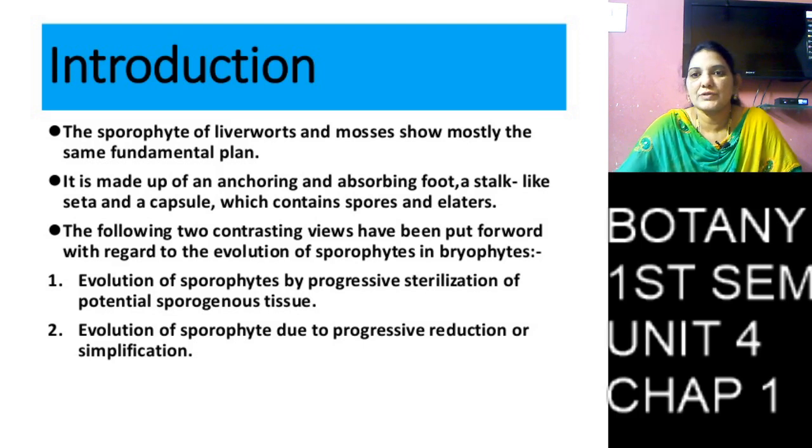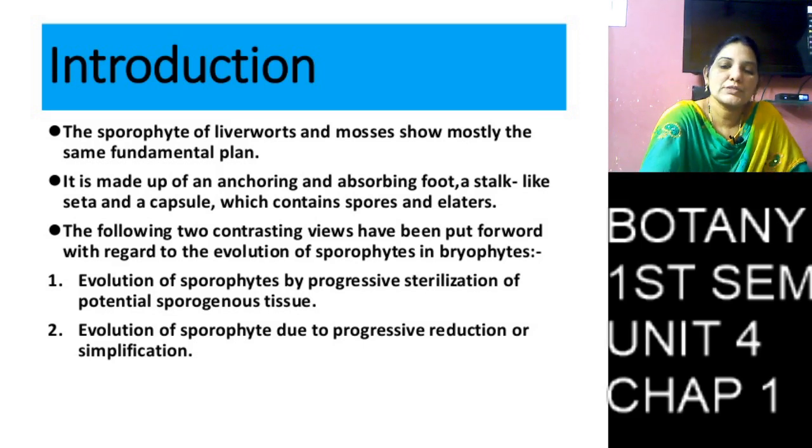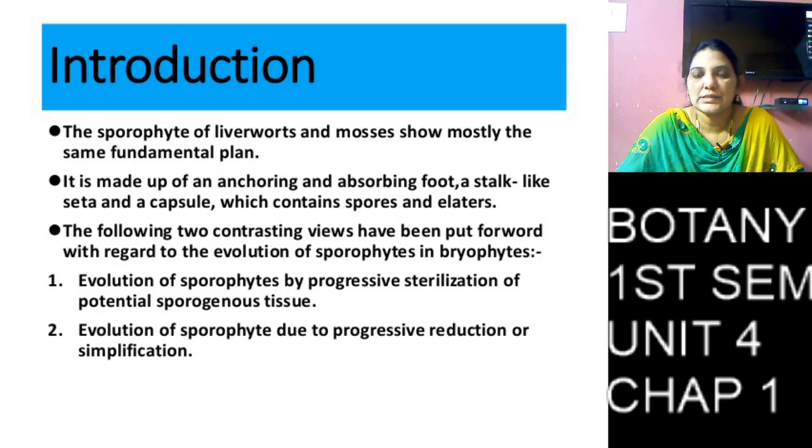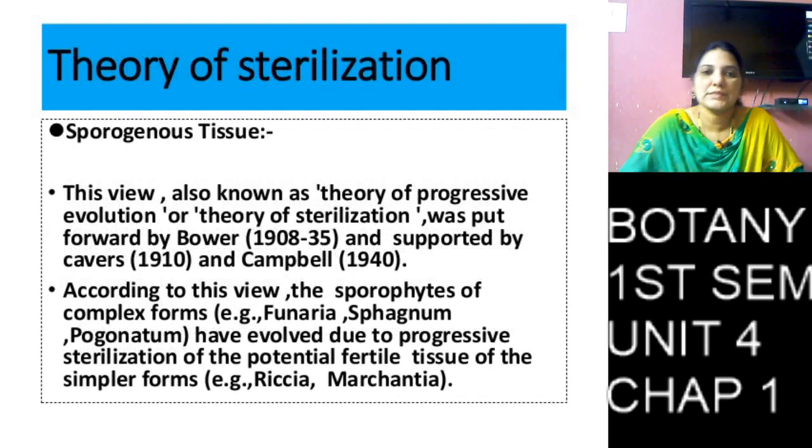Here two types of theory are there: one is progressive theory and another is regressive theory. Progressive theory means here simple to complex. So the sporophyte comes from simple to complex. That theory, the progressive theory, was described by Bower in 1908 and supported by Cavers and Campbell in 1940.